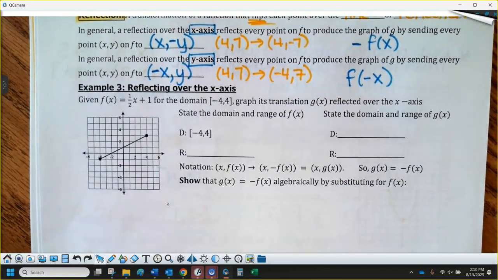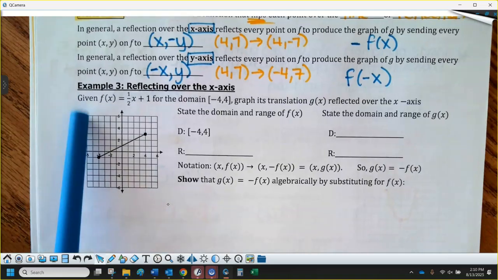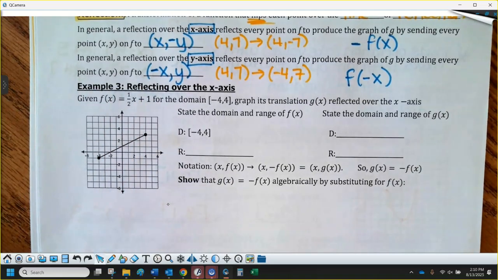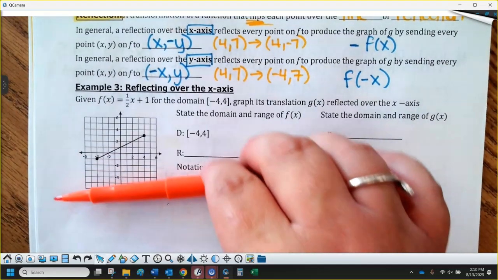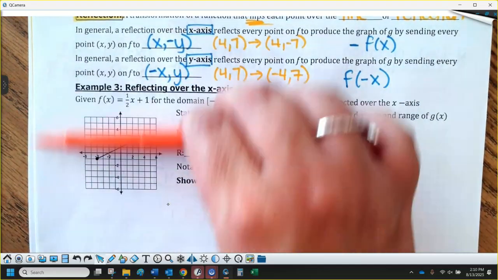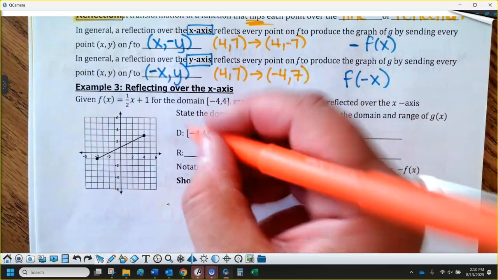Okay, so I have a little line segment graph here. Domain goes from negative 4 to 4. Tell me what the range would be for this little picture that I have here. Between what two y values? Go from the bottom to the top. What's your lowest y value?